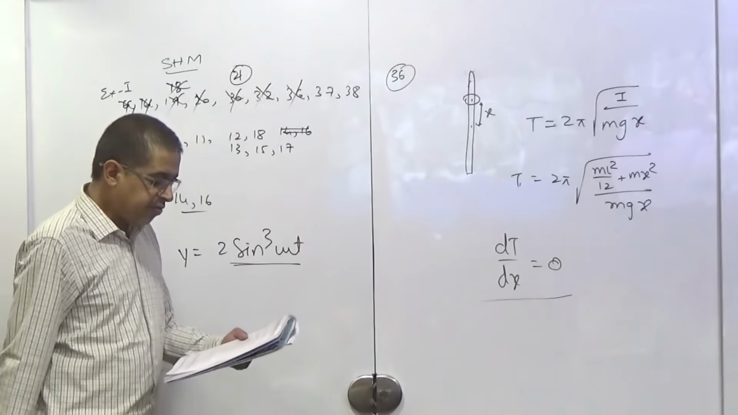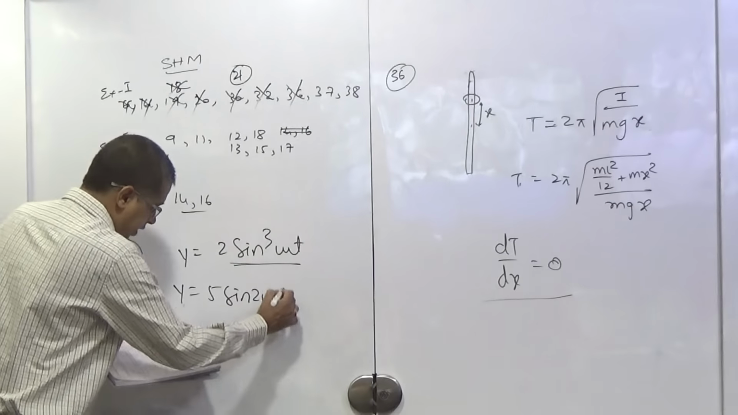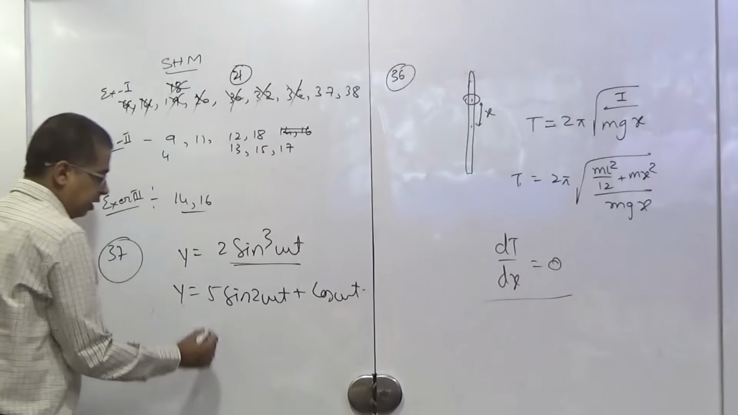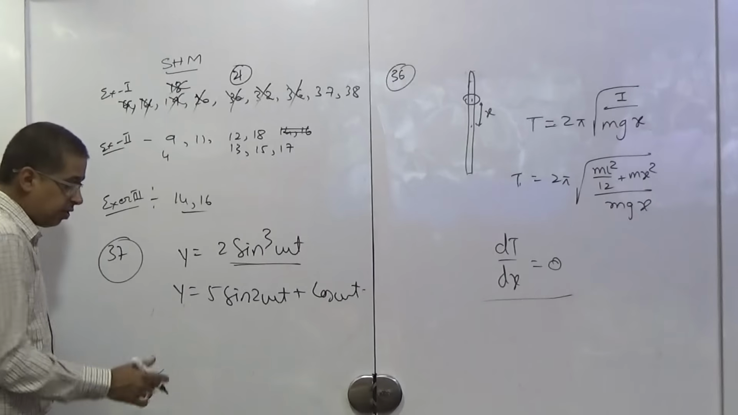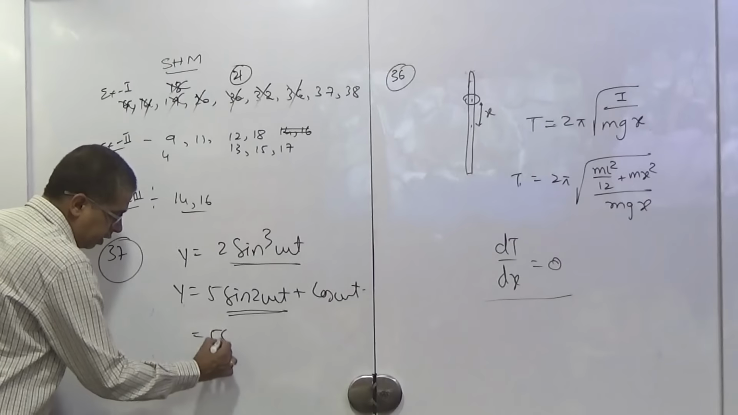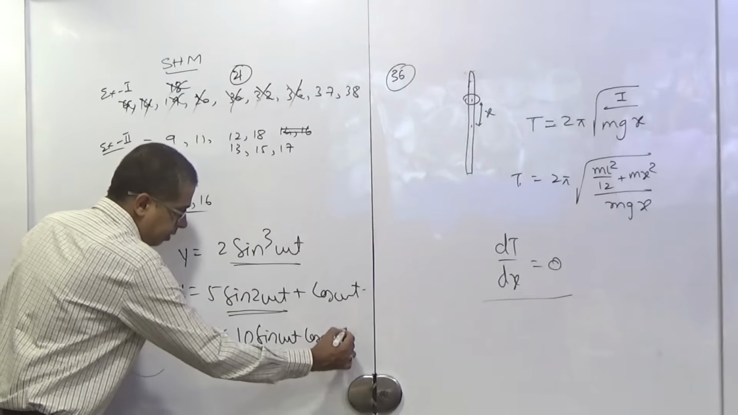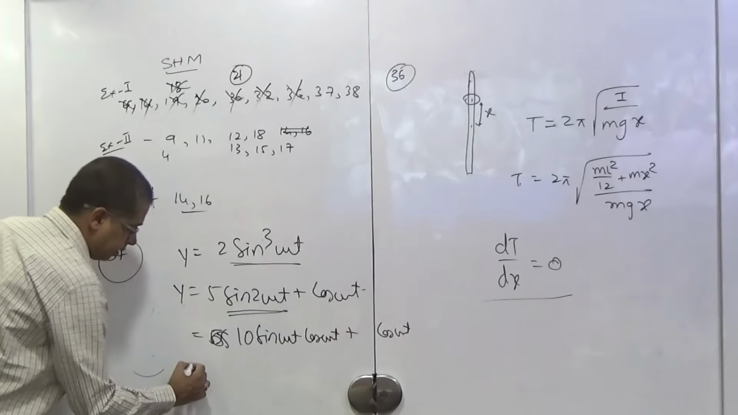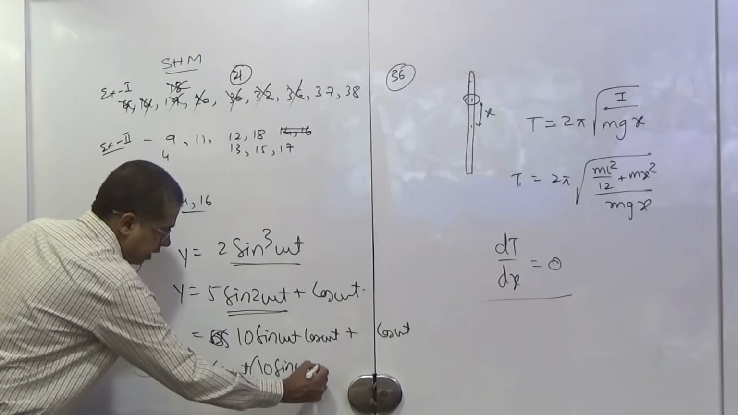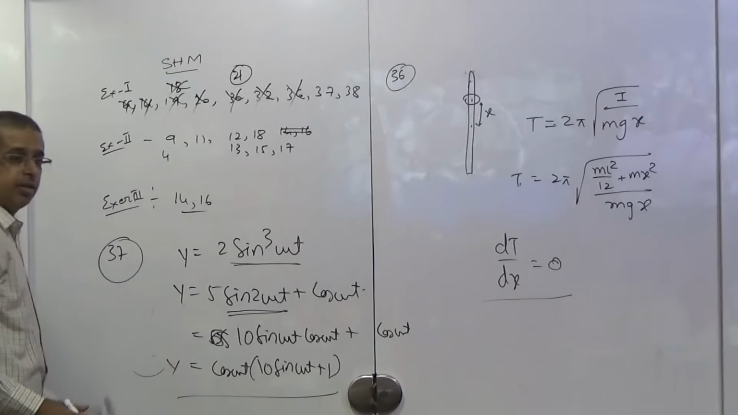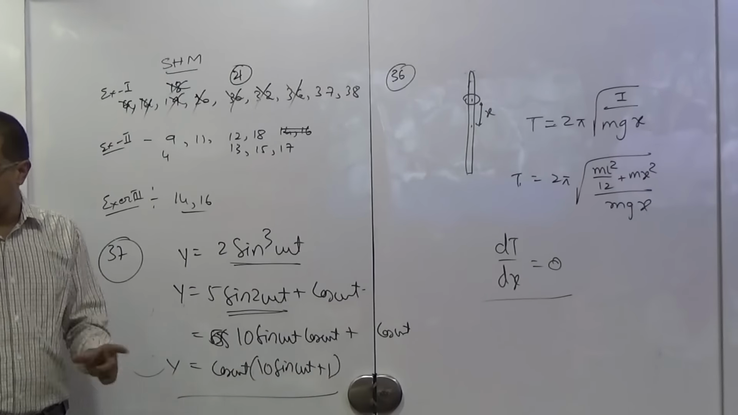You give me something like 5 sine 2 omega t plus cos omega t. Now can I bring it as one single trigonometric function? Then it will be an SHM. If not, it will not. How do you want me to try? Use it this way: this is 10 sine omega t cos omega t plus cos omega t. This will become cos omega t times (10 sine omega t plus 1). It will not be an SHM for sure. I am not able to bring it in terms of one trigonometric function.